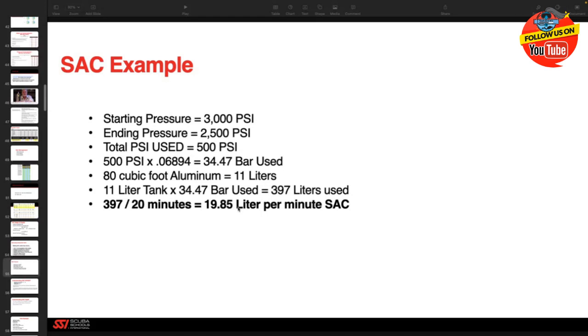Ben, part of the reason, go ahead. If you calculate your static resting SAC rate, realistically, unless we're doing a safety stop or a deco stop, we're not really static in the water. We're applying some degree of work or effort. What work or effort factor would you apply to that SAC rate? I am so glad you asked, Chase, because that is absolutely coming up.